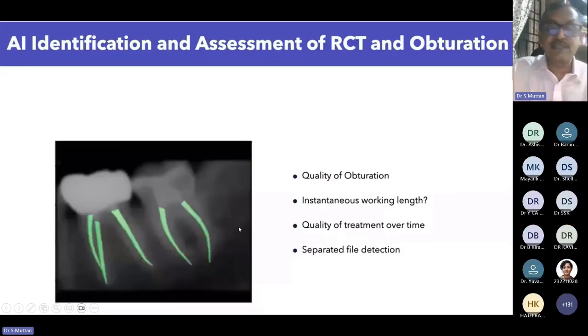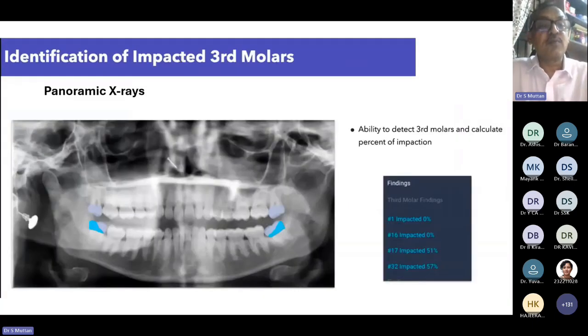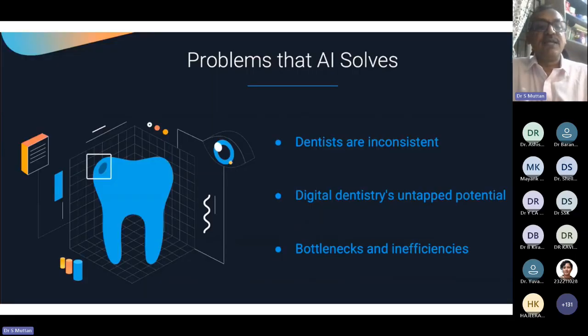The shape can be measured, the size can be measured, length can be measured, and also the enamel, whether it is eroded or not. So identification of PALs, resolution over time. And you can see panoramic, this is a panoramic X-ray vision. And there are various types.